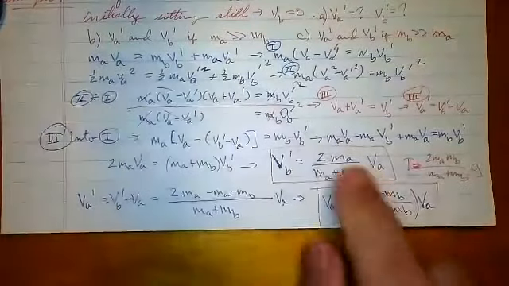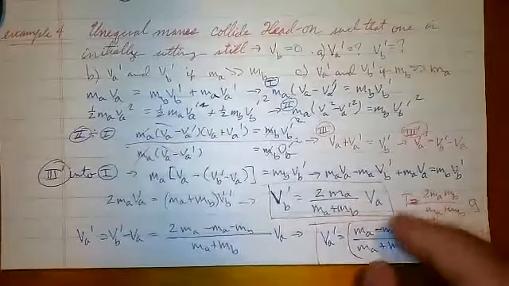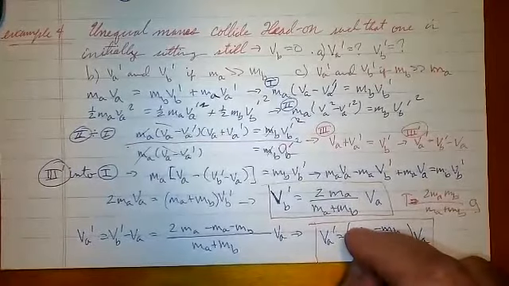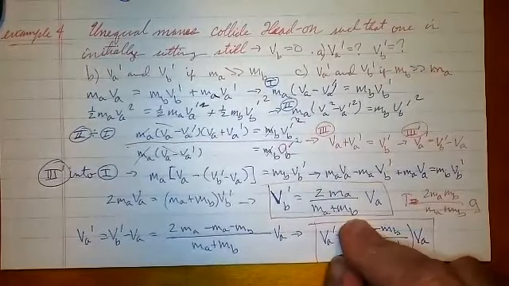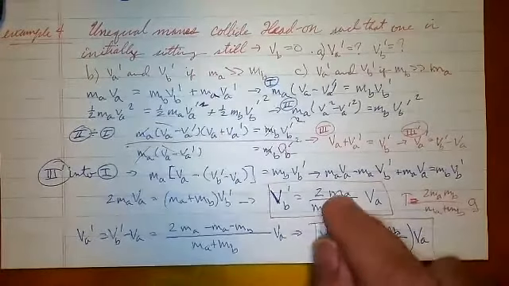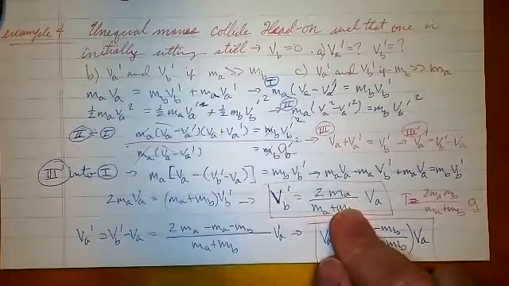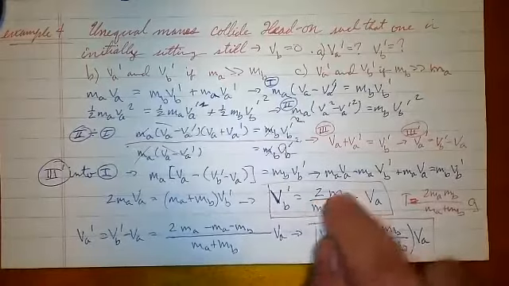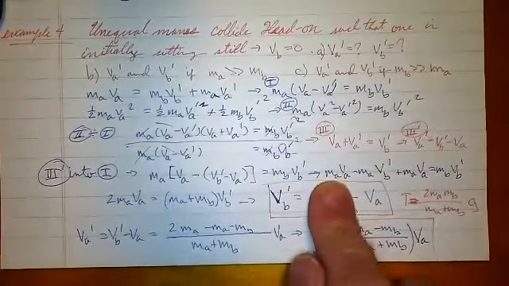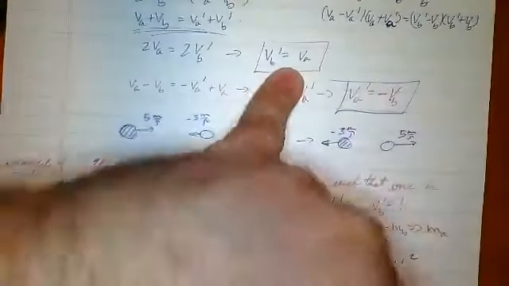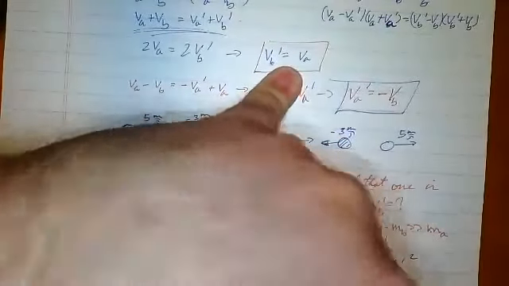Now, when we do this, we should check and make sure it makes sense. For instance, remember, we did do the case of the masses being equal. Well, if the masses were equal, I'd have M over M plus M. That'd be 2M over 2M. That would just be VB prime is equal to VA, which is exactly what I got when the masses were equal.